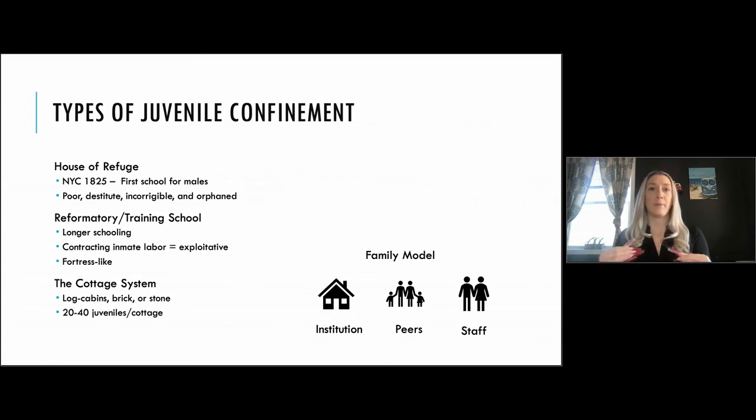So the three major changes that affected the institutions at the end of the 19th century was one, the increasing institution population size. Two, there was a huge decrease in state funding, and three, they were admitting more dangerous offenders into these training schools.